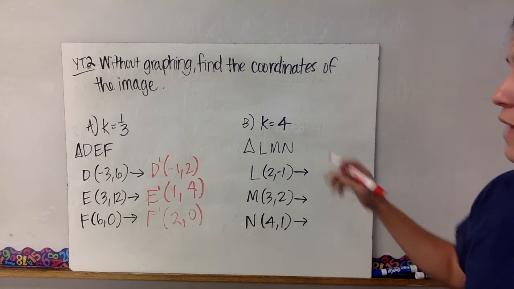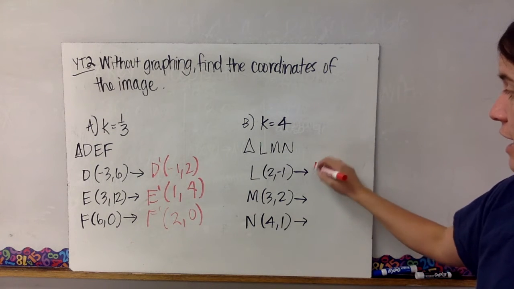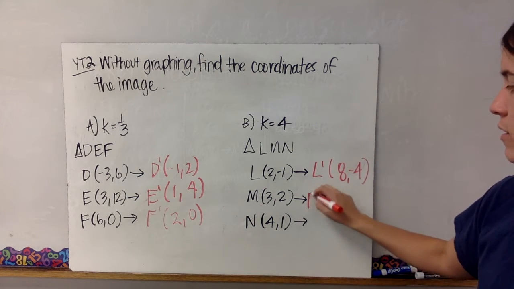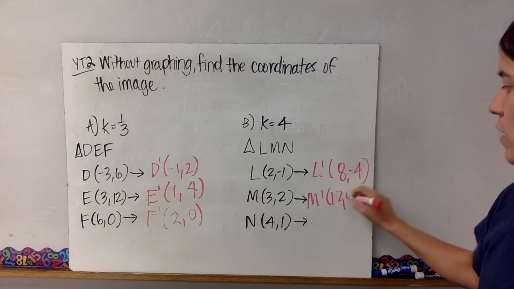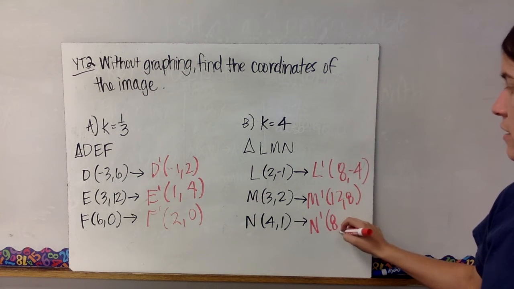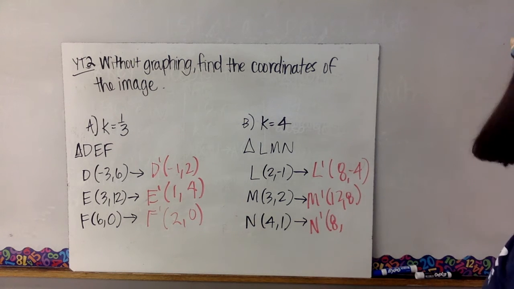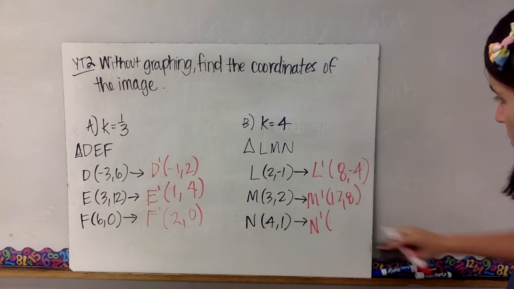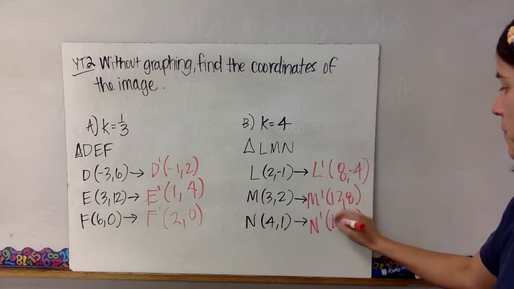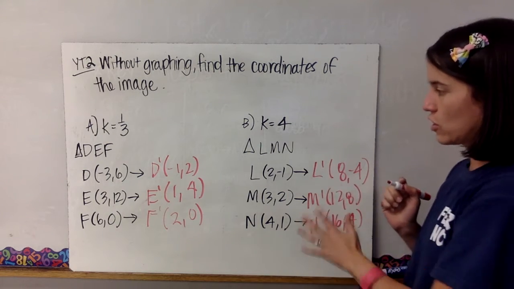And B, the scale factor 4, this would be a stretch. And L prime, 8, negative 4. M prime, 12, 8. Multiplying by 4 would be 16, 4. And notice my negative came over, and they all got larger.